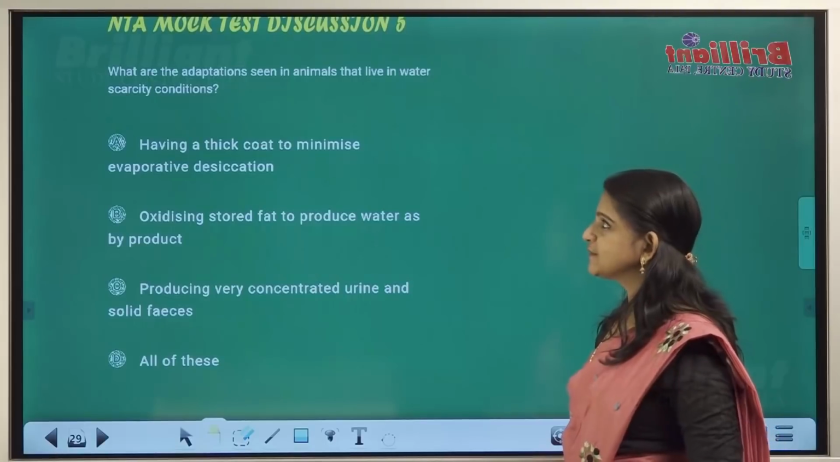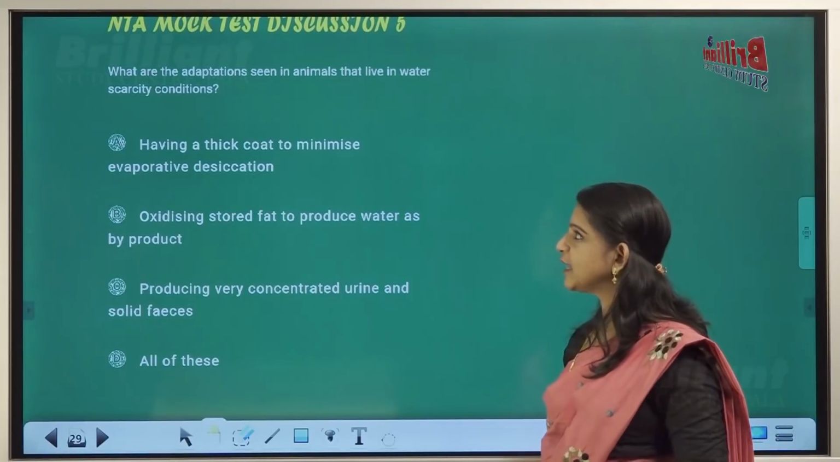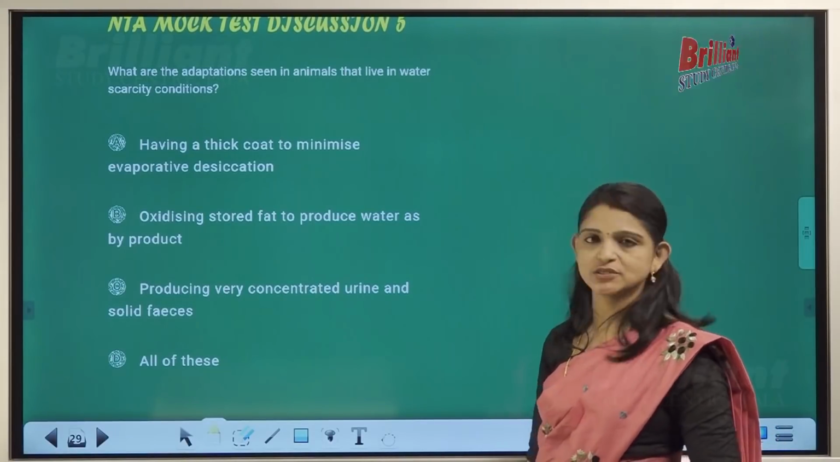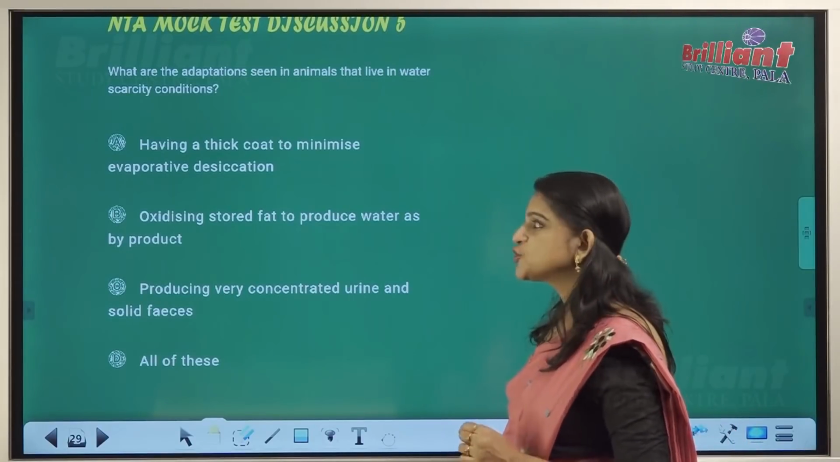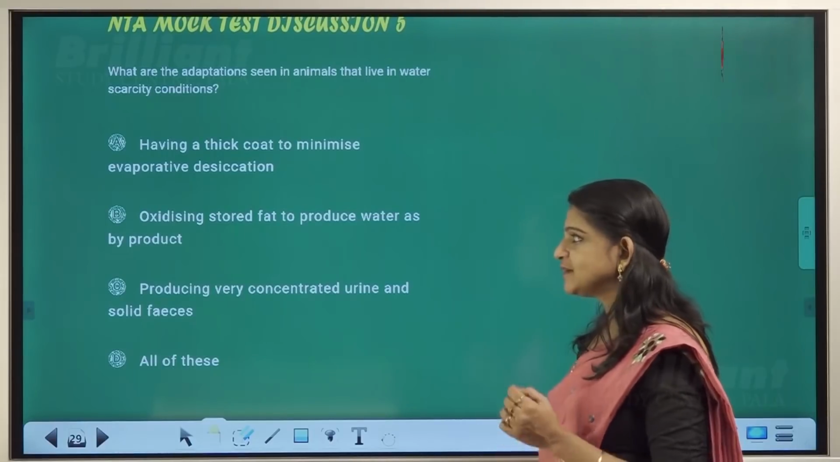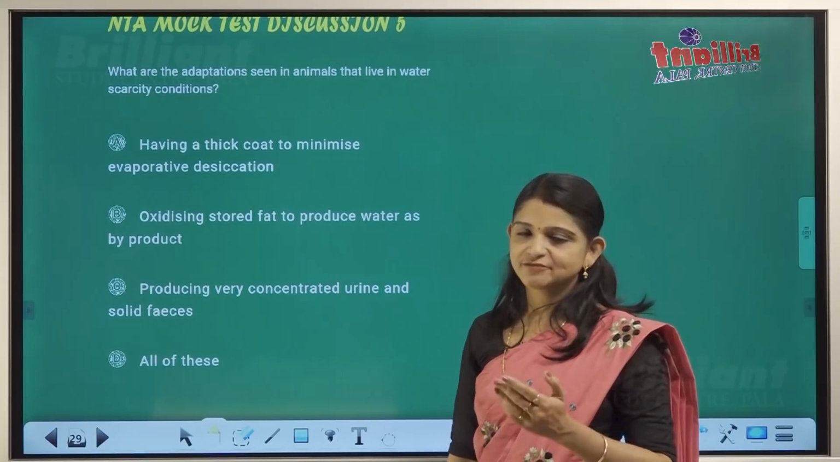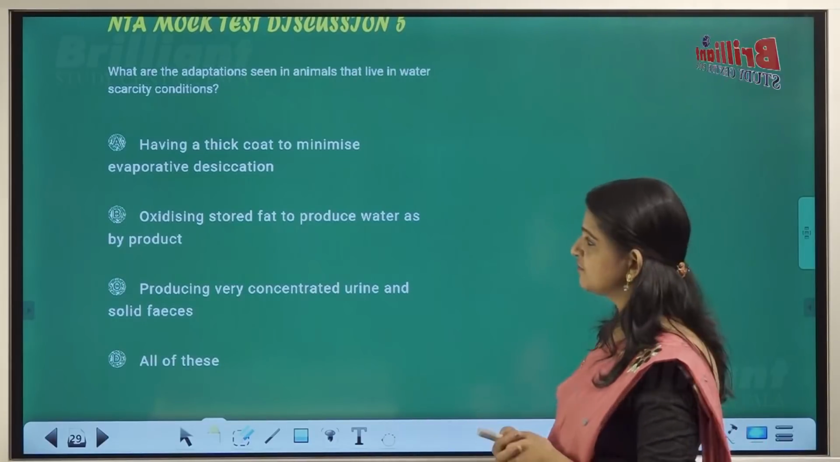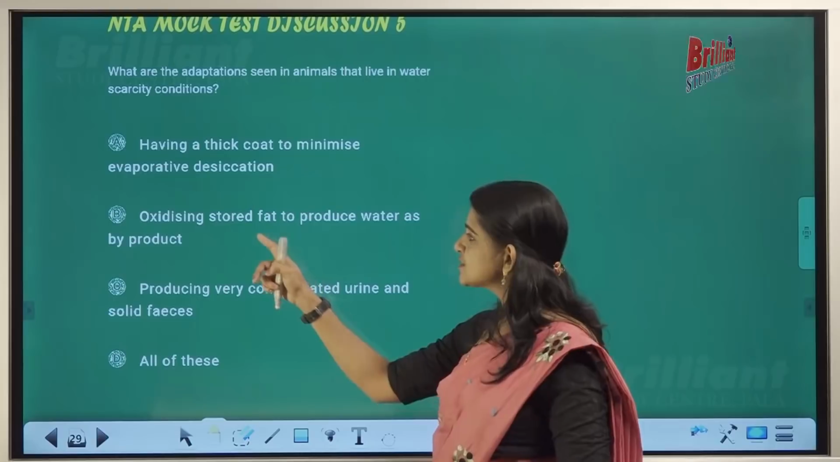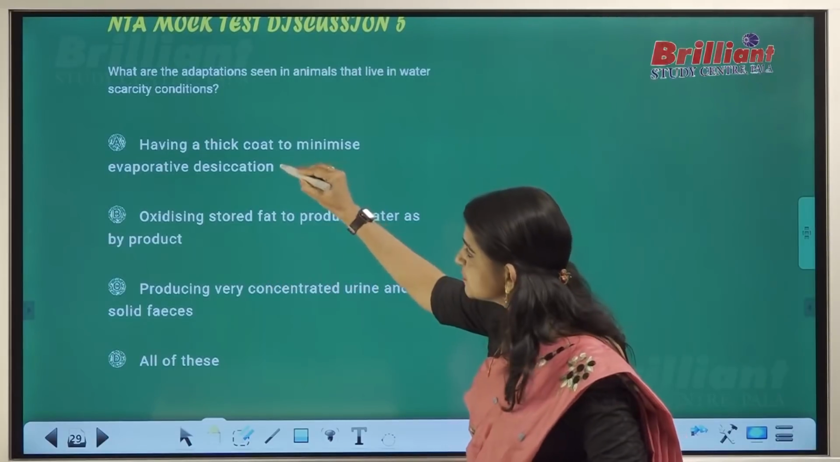What are the adaptations seen in animals that live in water scarcity conditions? Water scarce condition. Let's look into the options. They are having a thick coat to minimize evaporative desiccation. That is correct. Say for example, cuticle, chitin, etc. to avoid the evaporative desiccation. Next one, oxidizing stored fat. So this statement is correct.